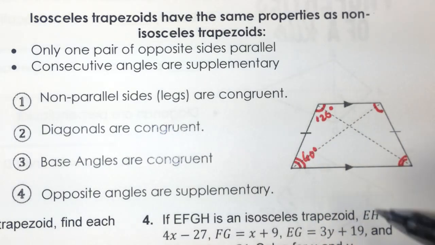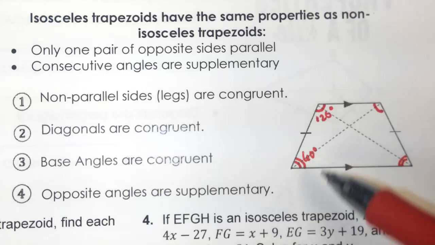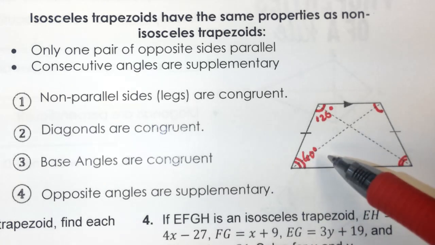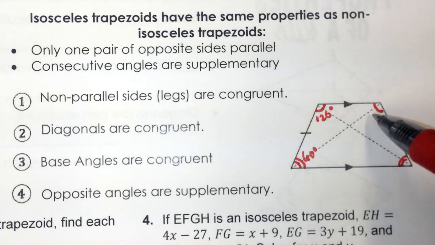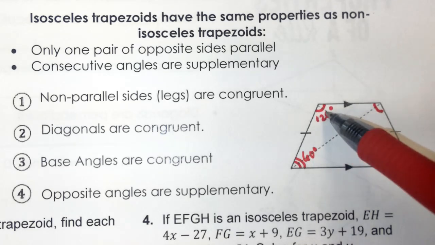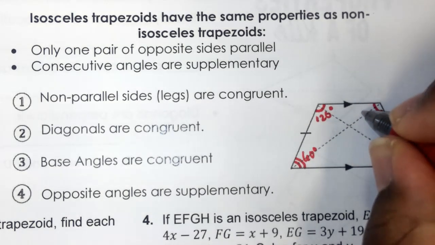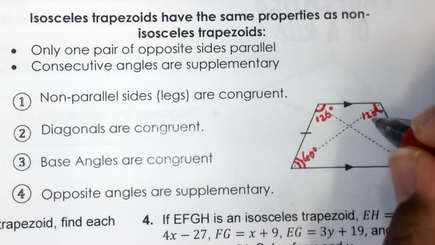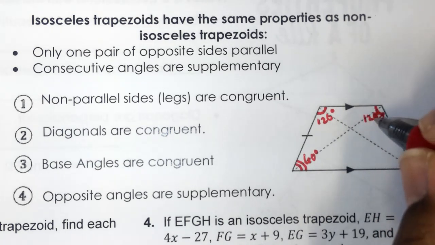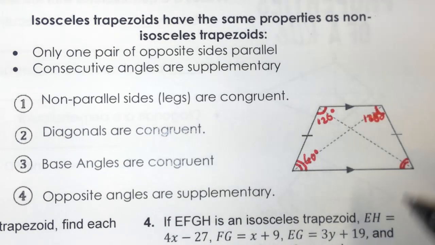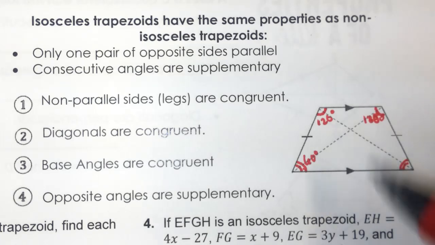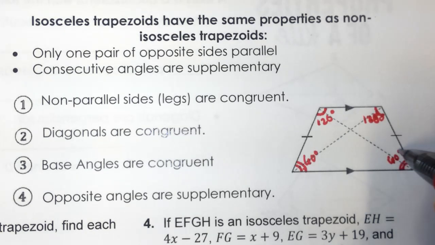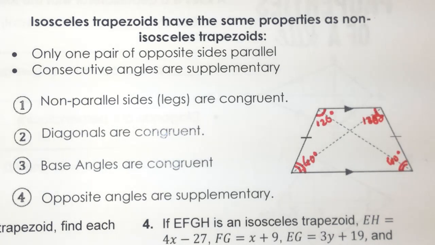Well, they're saying since it's an isosceles trapezoid, the opposite angles are also supplementary. Because if this is 60, this will have to be 120 over here too, because these two angles are congruent. So the opposite angles on this one are also supplementary. And the same thing down here at the bottom. If this is 60, this has to be 60. But that means 120 and this opposite angle right here are supplementary as well.